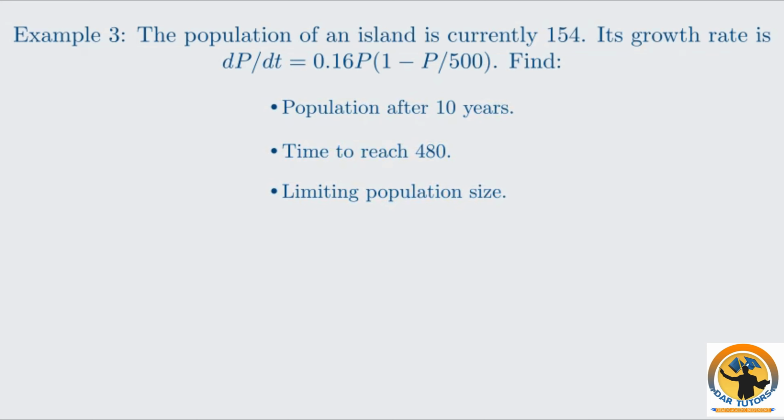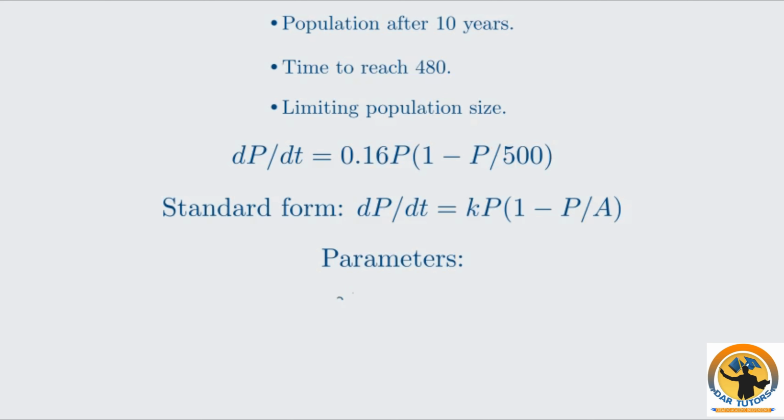size. First, let's identify the parameters of our logistic model from the given differential equation. Comparing our equation to the standard form, dP/dt equals KP times (1 minus P over A), we can see that the growth rate constant K is 0.16, and the carrying capacity A is 500. The initial population, P at time t equals 0, is 154.